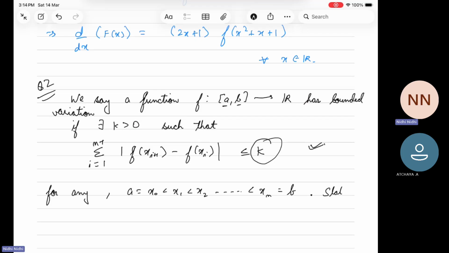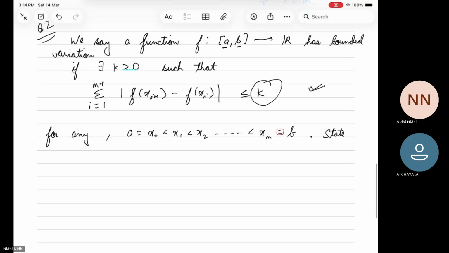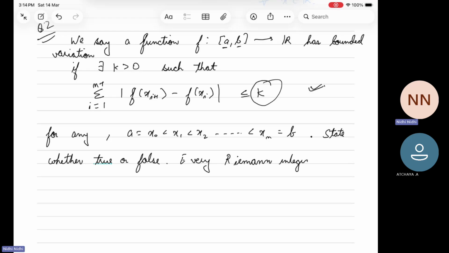So state whether true or false that every Riemann integrable function has bounded variation.